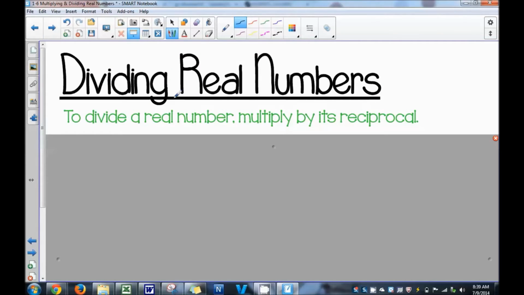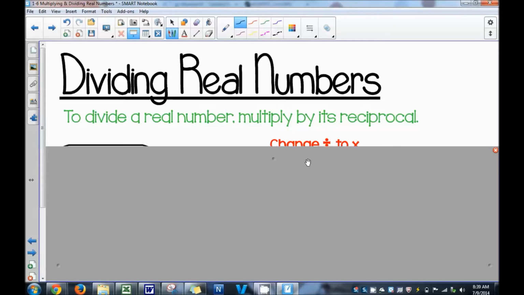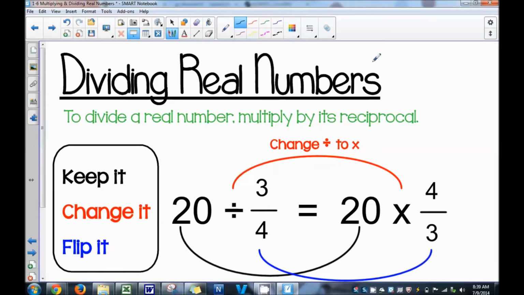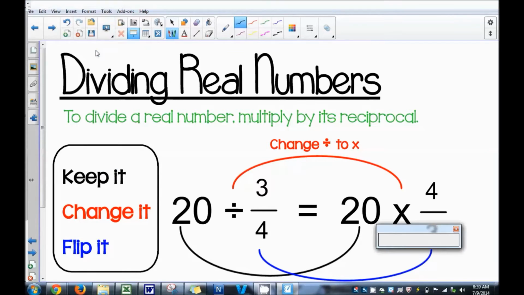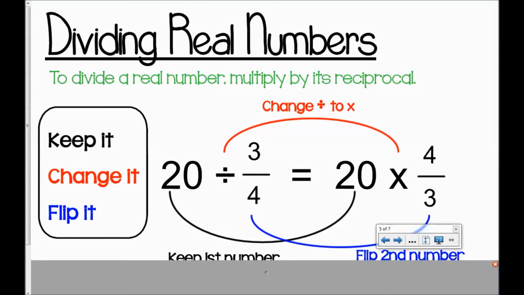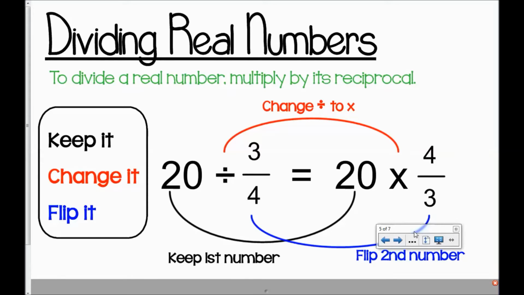Dividing real numbers. How to do it? To divide a real number, you multiply it by its reciprocal. So think back on adding and subtracting real numbers. You saw that eventually you're just adding those, whether it's adding or subtracting, because you would keep, change. Same thing's going to happen in dividing, except that you're multiplying on both of them. So let's get where you can see this a little better. Okay, instead of keep, change, it's going to be keep it, change it, flip it.